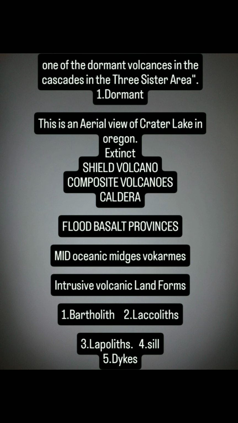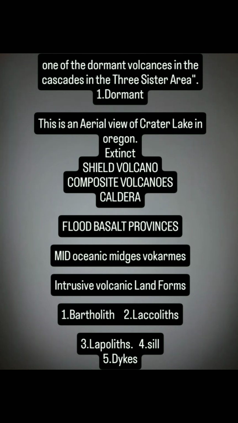Differences between active, dormant, and extinct volcanoes. Active volcano: the volcano that is currently erupting or shows signs of unrest, like earthquake activity or significant amounts of gas discharged. Dormant: a volcano that is not presently erupting, has erupted in the past, and is considered likely to erupt again in the future. One of the dormant volcanoes in the Cascades in the Three Sisters area.